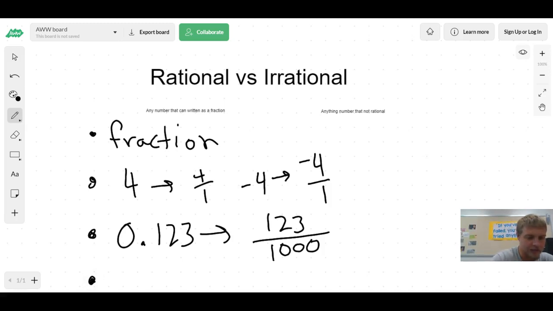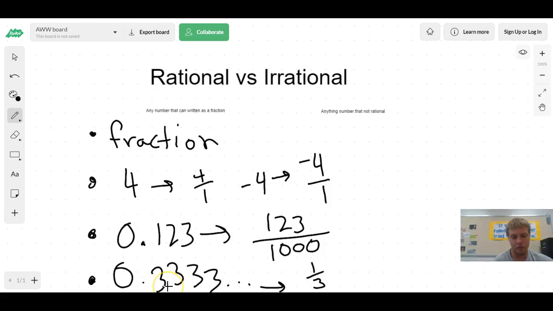Now, the example that's easy to see for repeating decimals is like 3 repeating. If you have 3 repeating, we know that that's 1/3. So any repeating decimal can be written as a fraction. So any fraction, any whole number, any terminating decimal, and any repeating decimal, those are all examples of numbers you can write as a fraction, so they are rational.